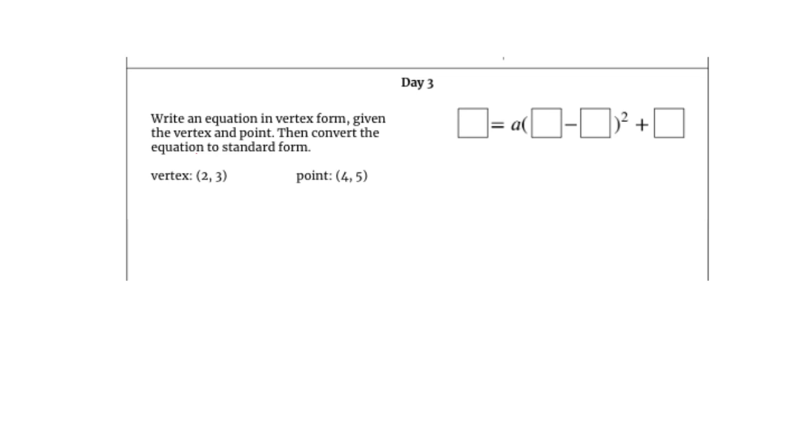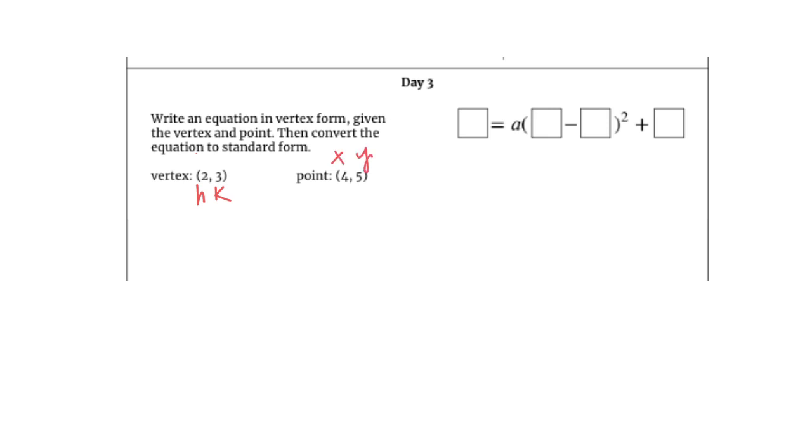Hey guys, so we're going to go over this warm up just real quick before you take your class check. We're looking at writing an equation in vertex form, given the vertex and a point, and then converting this equation to standard form. So when I'm given this vertex (2, 3), remember we always label that as h, k, and then this point here would be x, y.